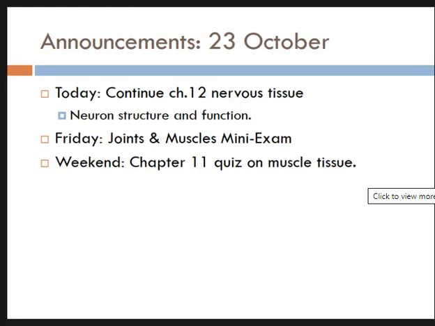So what we're doing today is we are going to continue on through chapter 12, and we'll be talking about neuron structure and neuron function. So that's our goal for the day. Friday, of course, then is the joints and muscles mini exam.